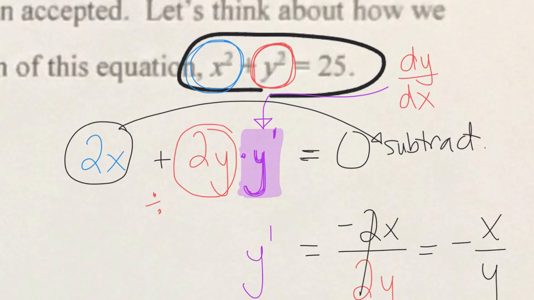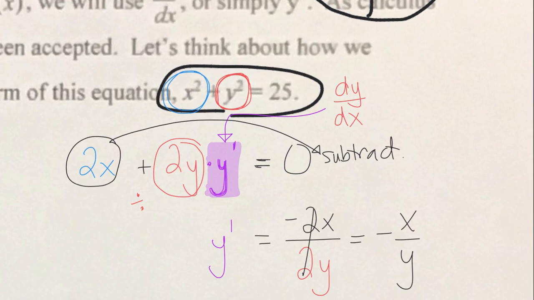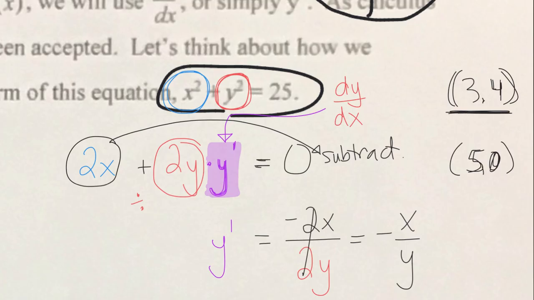y. Now if we knew a coordinate, right, if we knew the coordinate (5, 0) was on our graph, we could find the slope at that point. If we knew the point (3, 4) was on our graph, we could find the derivative at that point. You have to have both the x and the y in order to find an explicitly derived slope.